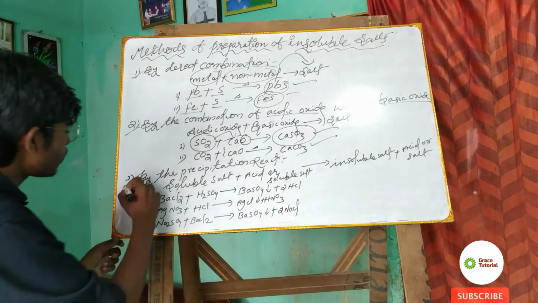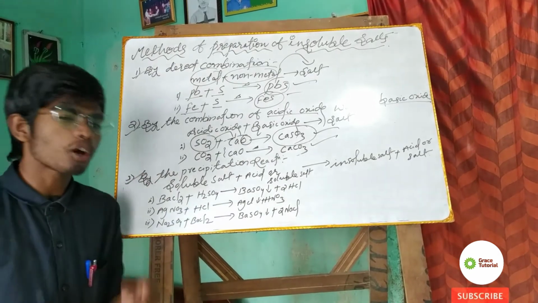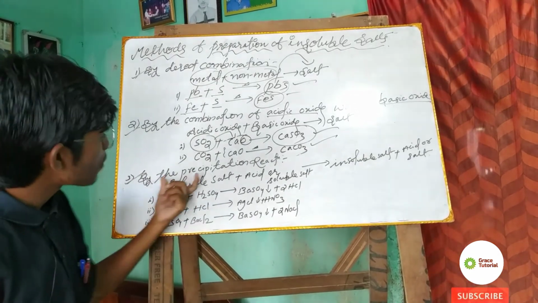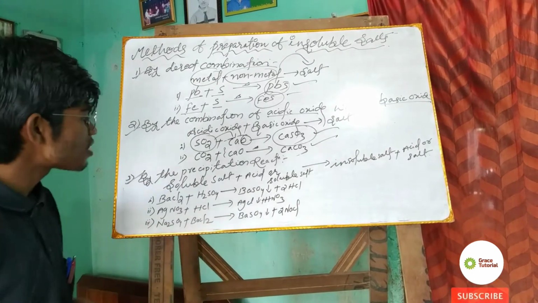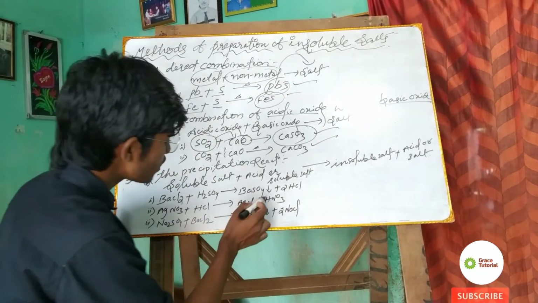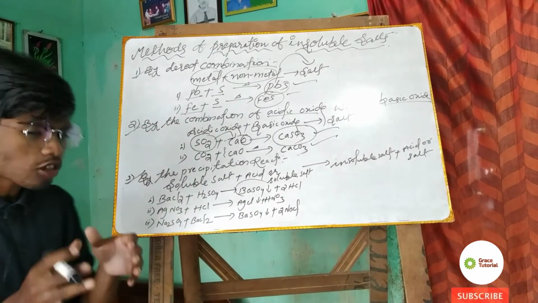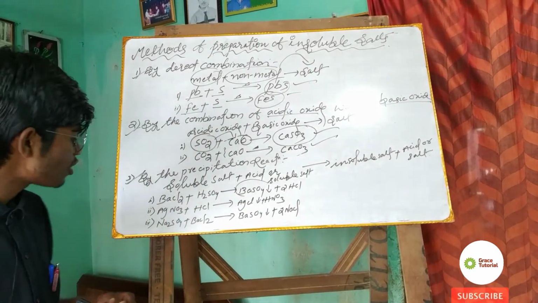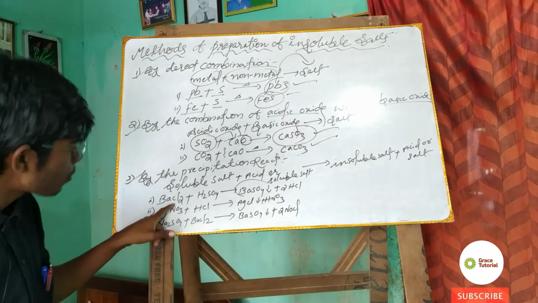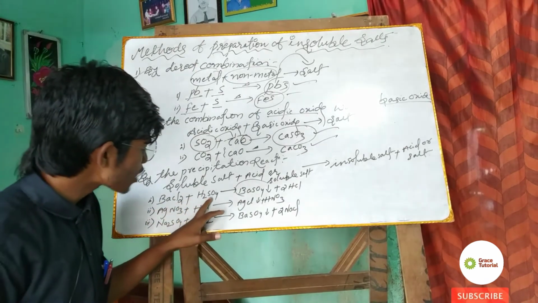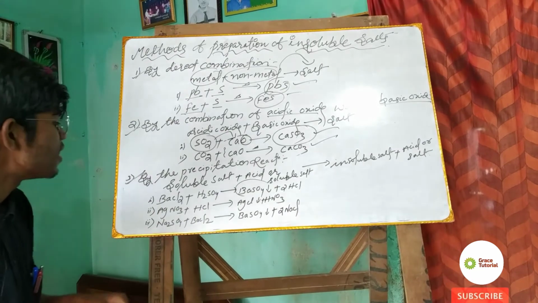Similarly, we have the third method of preparation of insoluble salts, that is by the precipitation reaction. In this reaction, various precipitates are formed. Let me give you a few examples so that you will get it very clearly. We have barium chloride. When barium chloride reacts with sulfuric acid, what happens here?